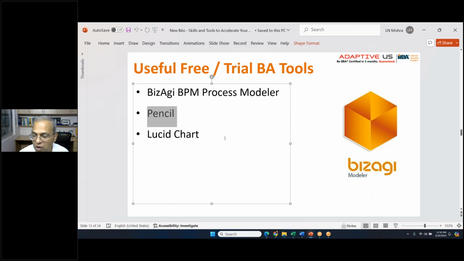Then I have heard a lot of people using a tool called Pencil, which is a UI wireframing tool. You also can use Lucidchart, which is again a competitor to MS Visio. It has plenty of diagramming tools available to you. But I think it's only for a trial period of 30 days. Visual Paradigm BPM is free forever. You keep it and you can use it as long as you like.